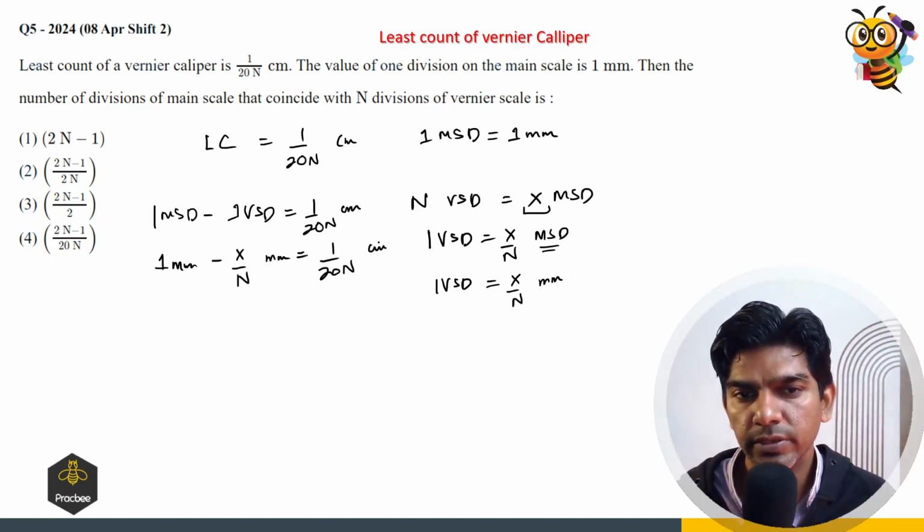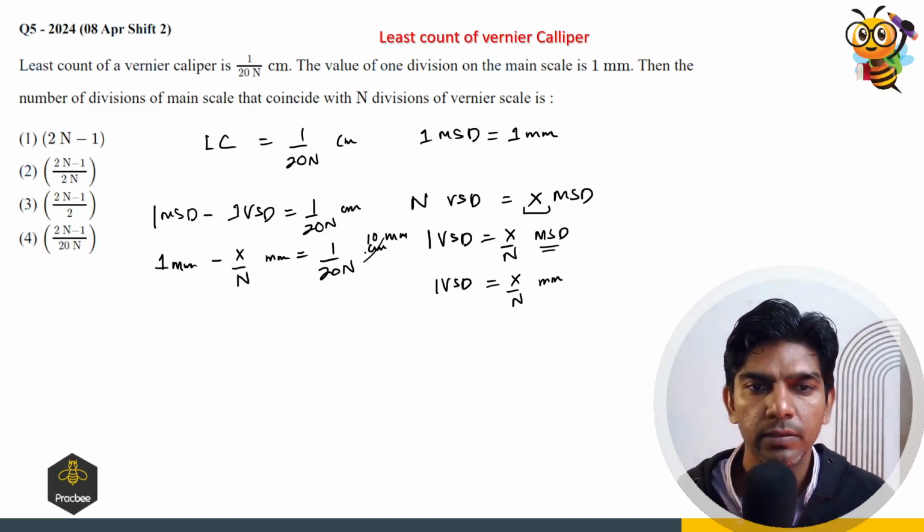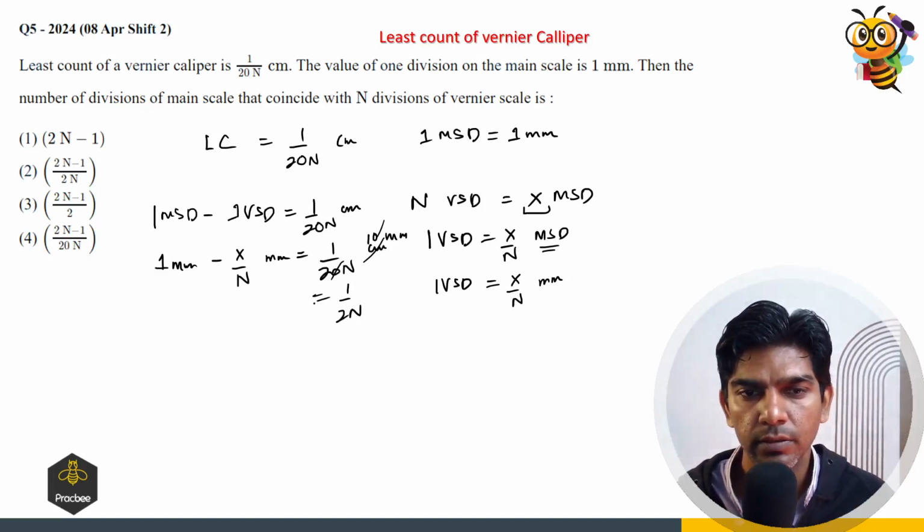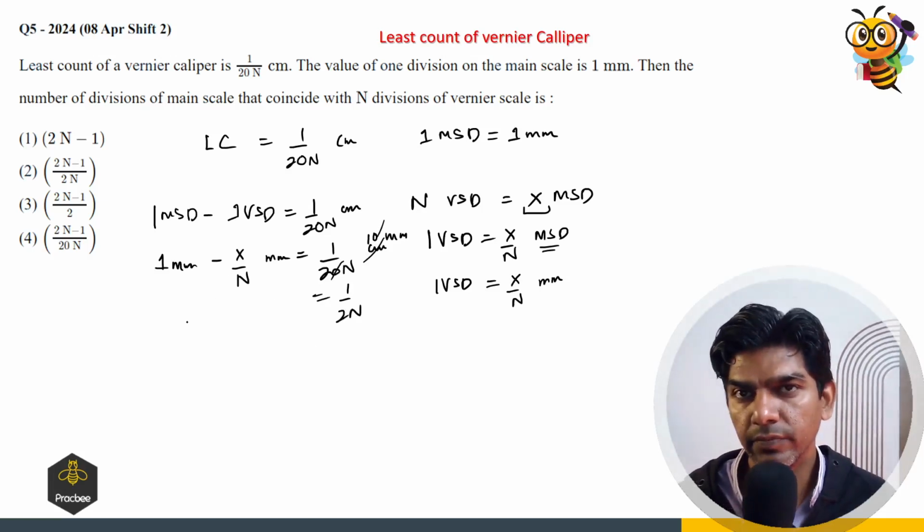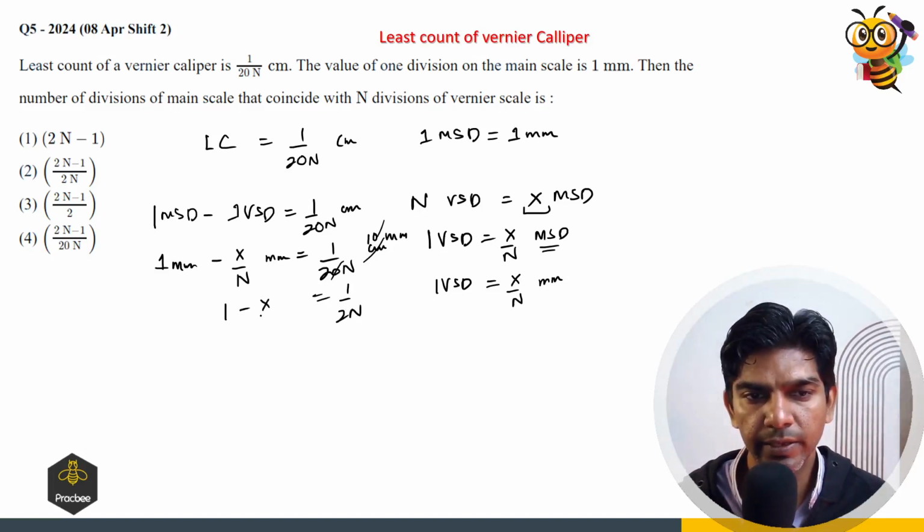So 1 centimeter is 10 millimeter. So I can write this as 10 millimeter. So we can eliminate this 0. So we get 1 by 2n. So right hand side is in millimeters, left hand side is in millimeters. So 1 minus x by n. So from this x by n will be 1 minus 1 by 2n.